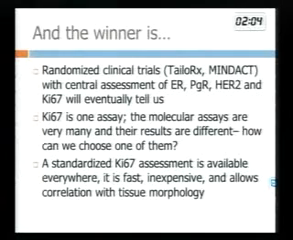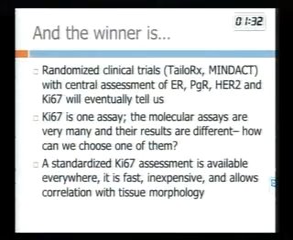Well, I think that we have to wait for the randomized clinical trials, for instance, TAILORx or MINDACT, where we will have on one side the central assessment of ER, PR, Ki67 and HER2, and on the other side there will be the molecular assays. So the results of this trial will tell us who is the winner.